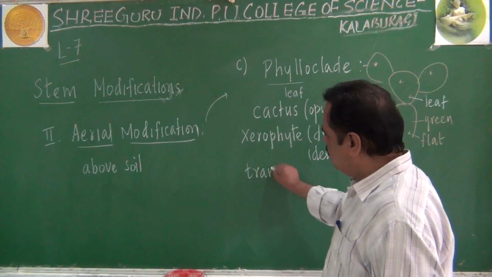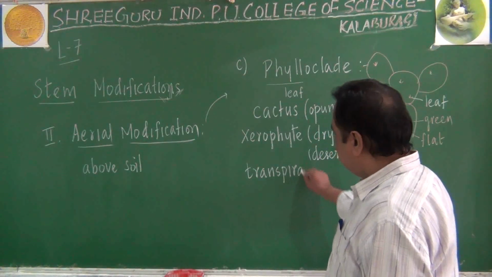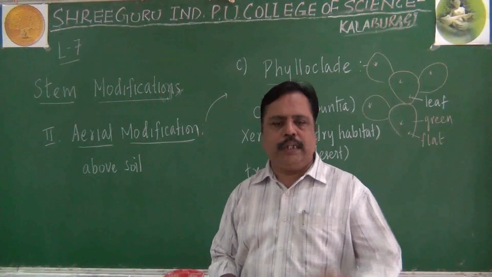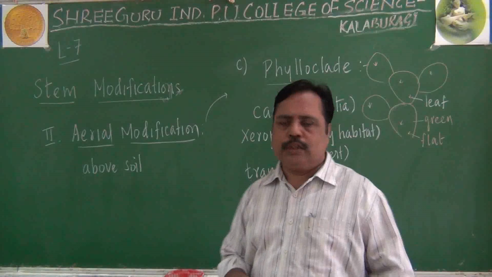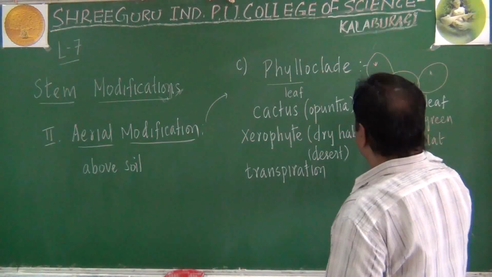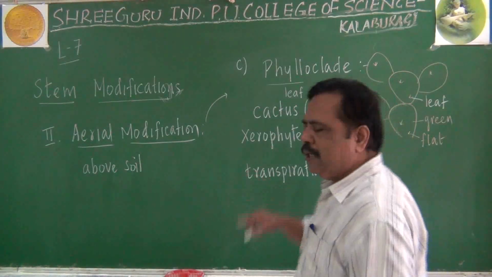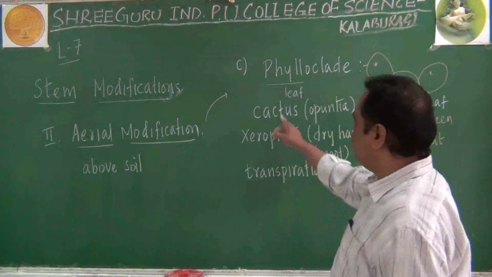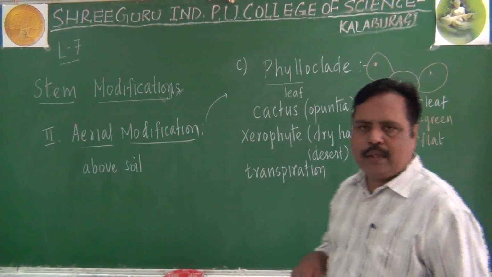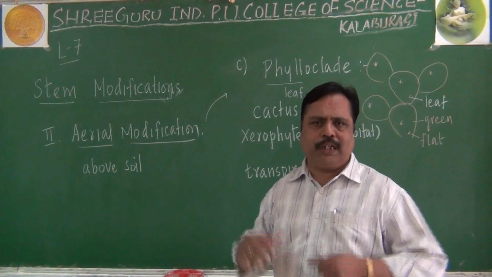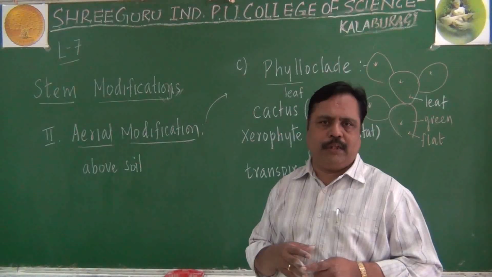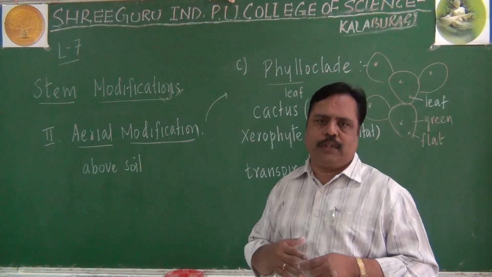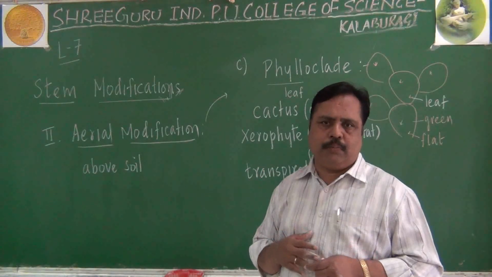Transpiration, another word I am recalling here. Transpiration refers to loss of water in the form of water vapor. So plants lose their water in the form of water vapor by transpiration through the leaves. But remember, when cactus live in a dry habitat, water is already not available because in the desert no water is available. So the available little amount of water should be conserved.